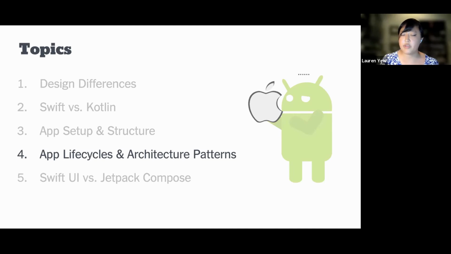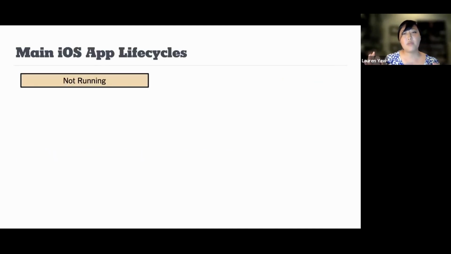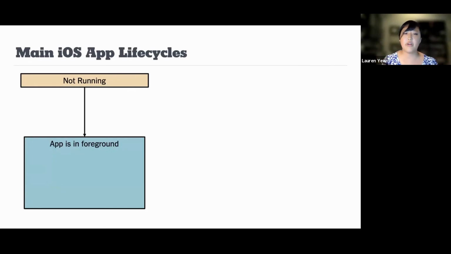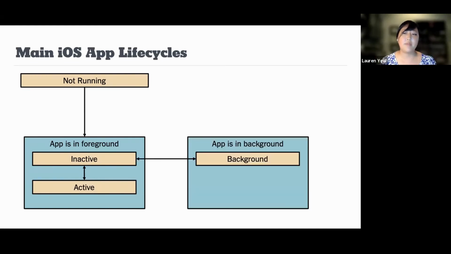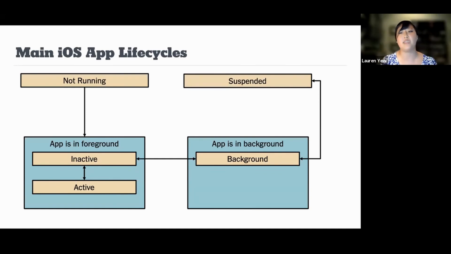Let's move on to app lifecycles and architecture patterns. So when the app has been terminated or it hasn't been run yet, it's in a not running state. When the app comes into foreground, it goes from an inactive state, where it's loading up but cannot yet receive user events, to an active state where it can receive these user events. Then, if the app is about to go into background, it shifts back to inactive, then to a background state where it can still execute some code. From there, should the app come back into foreground, then it can shift back to inactive, then active state. Or if the app no longer has anything to execute, the OS will automatically put it into a suspended state.